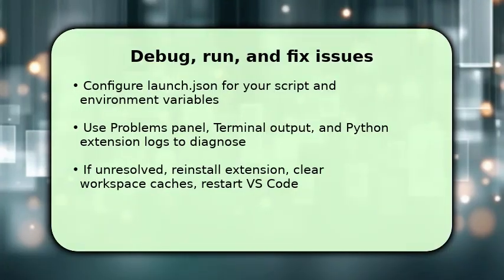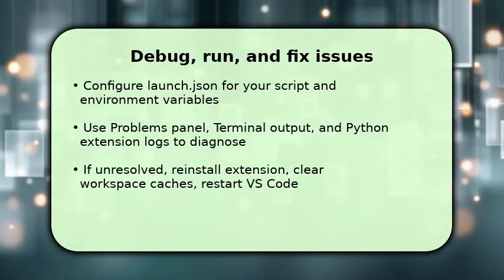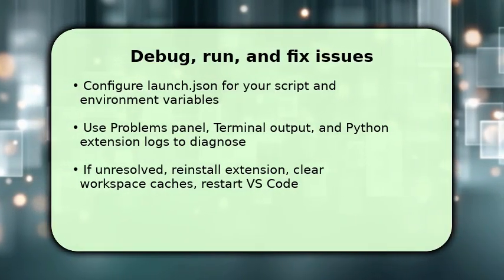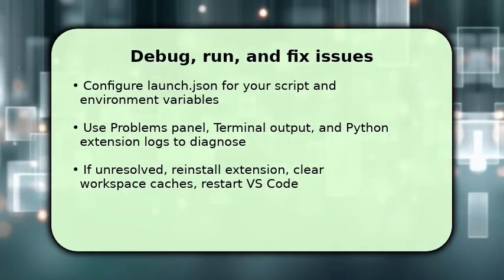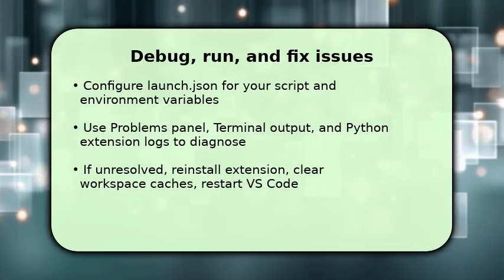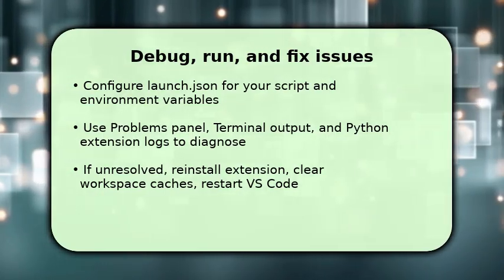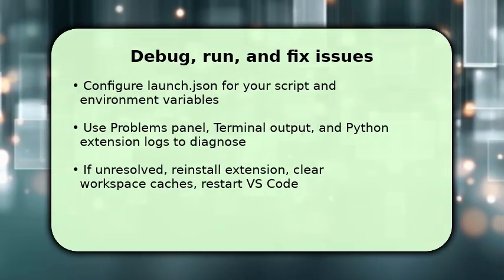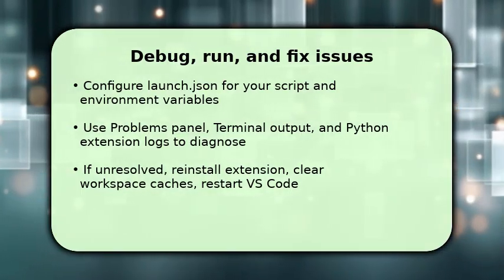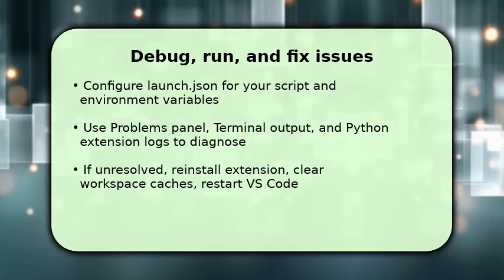You finish by ensuring run and debug configurations are correct. Create or edit launch.json to point at the chosen interpreter and script, adding env vars as needed. Then run with the debugger and inspect the problems panel and terminal output to identify missing modules or path errors. If behavior persists, check the Python extension logs and reload the window.